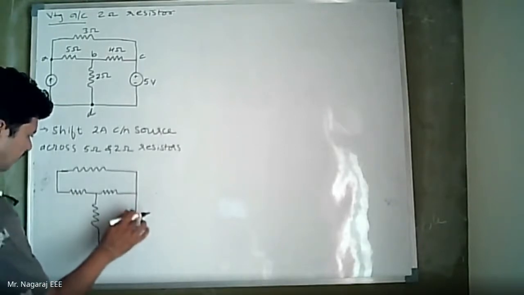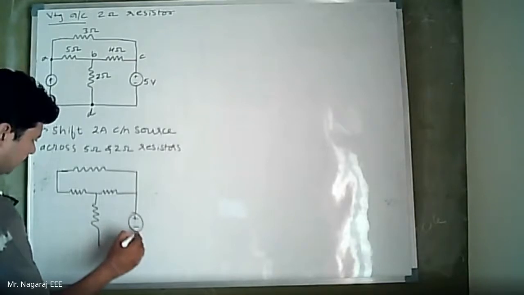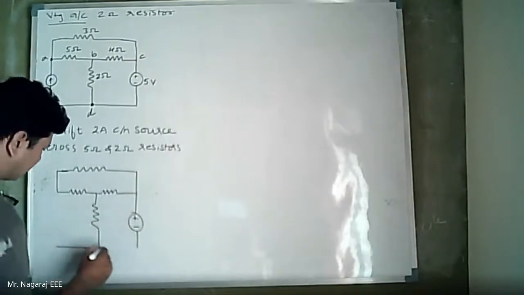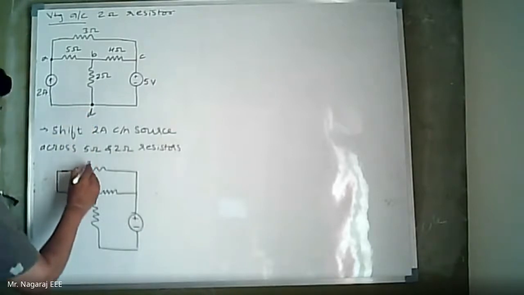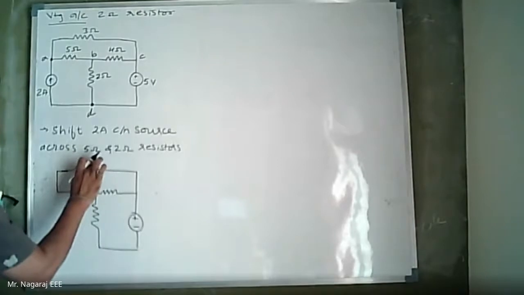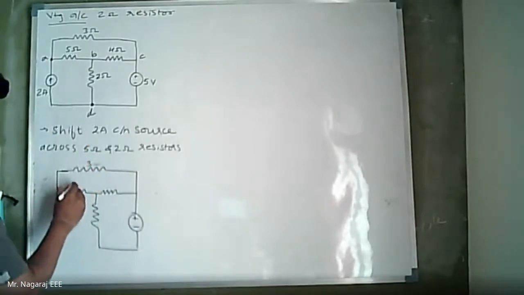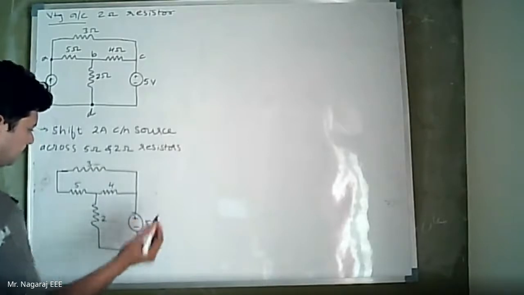Now for a moment I will keep the voltage source as it is. We can take both source shifting simultaneously, no harm, but it should not confuse you people. I am taking one by one. So here it is 3 ohm. I will write simply the values, implicitly those are always in ohms: 5, 4, 2 and 5 volts.